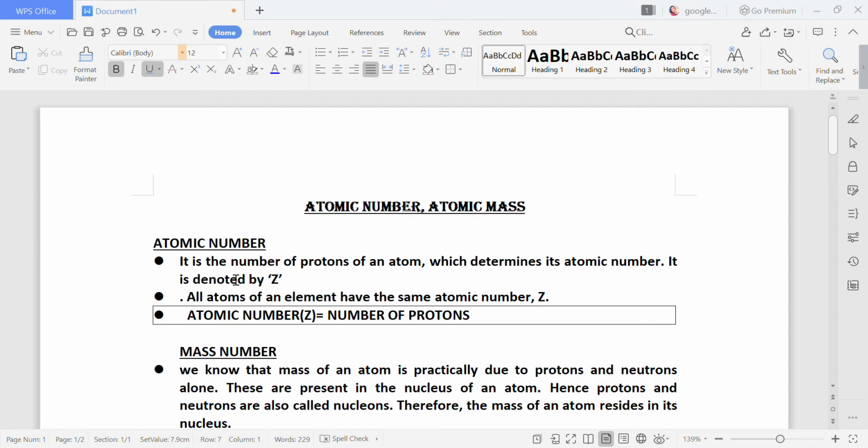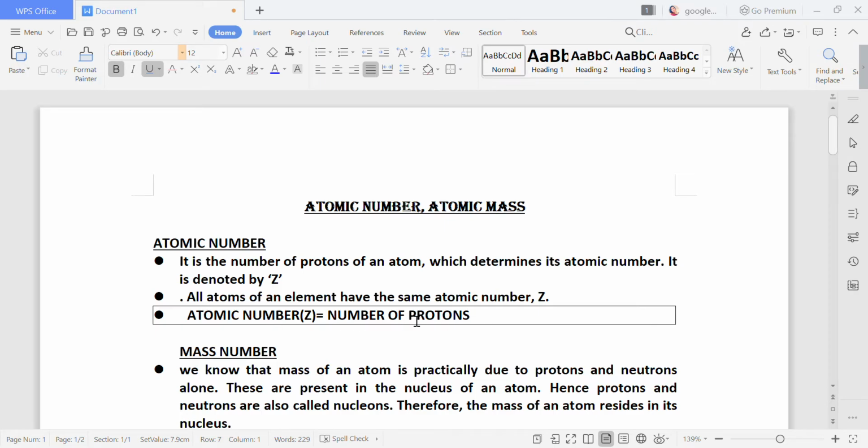It is always denoted by capital Z. The symbol for atomic number is capital Z. All the atoms of an element will have the same atomic number. That means suppose there are 3 atoms of oxygen, so all the 3 will have the same atomic number. And this is the formula for atomic number. Atomic number, that is Z, is equal to number of protons. Both of them are the same.